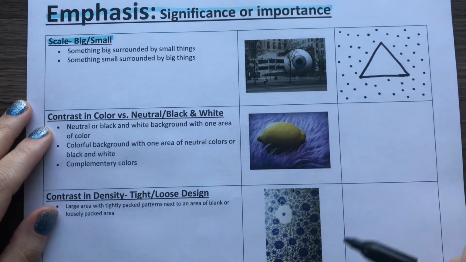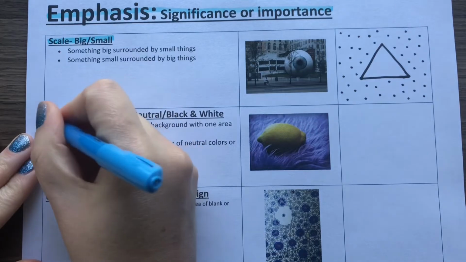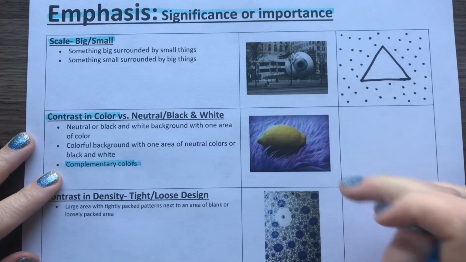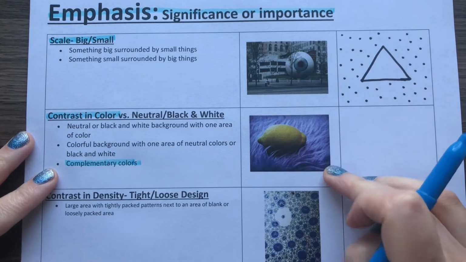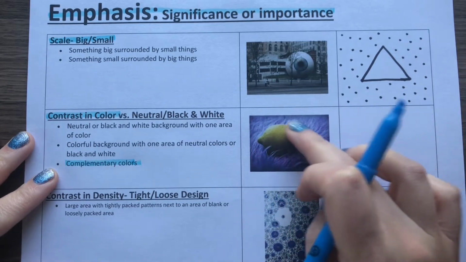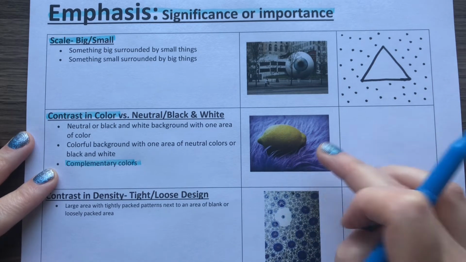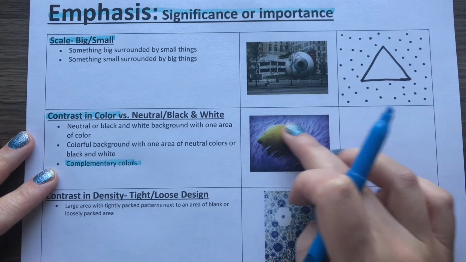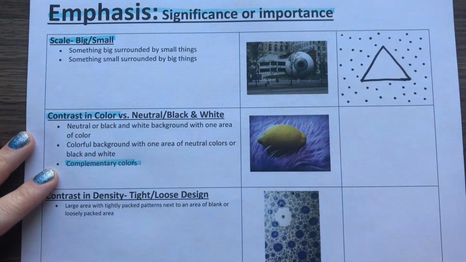Another thing you can look at for contrast is contrast in color. If you use complementary colors, they make each other stand out or emphasize each other. In this case here, it's using complementary colors. This bright yellow lemon is laying on top of this light purple fur. And because yellow and purple are complementary colors, that makes this lemon really stand out, and this lemon is emphasized.